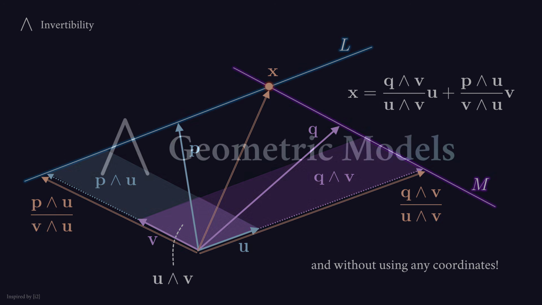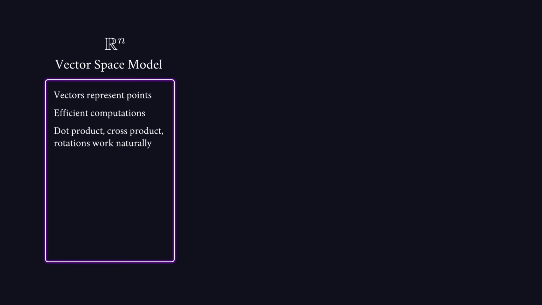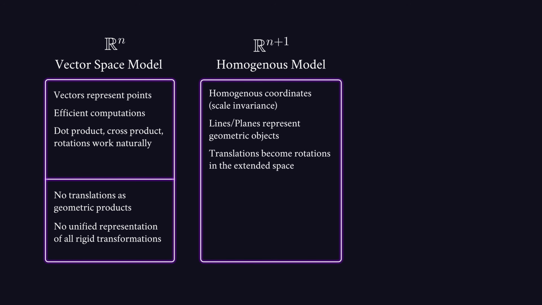You can even take this further to geometric models that we won't discuss here, but just to give you an outlook, what we just did all the time is we considered the vector space model in Rn. Here, vectors represent points, we have somewhat efficient computations, and the dot product, cross product, and rotations work naturally. But when we want to have translations, we cannot write those as geometric products, and we have no unified representation of all rigid transformations. This is overcome by the homogeneous models, where we add one dimension, which is a homogeneous coordinate, so it's kind of like a scale invariance.